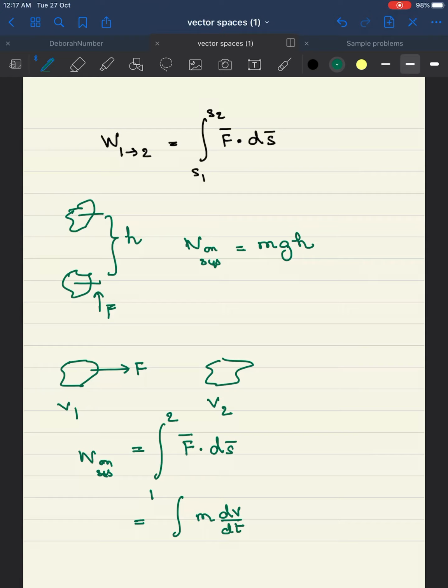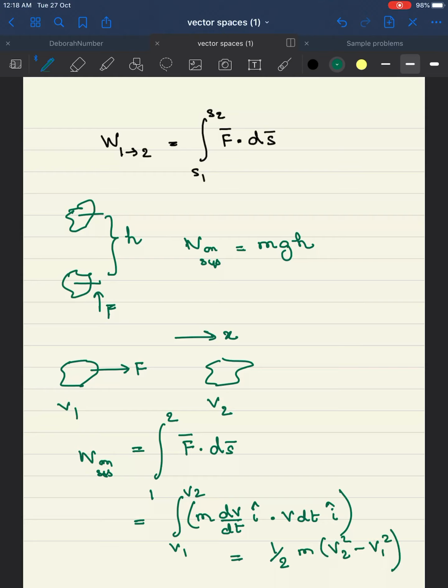And let's say this entire thing is happening in the x direction. So then I just say i hat, into, this is v dt, ds is v dt i hat, going from v1 to v2. So if you evaluate this, what you will find is this comes out to be half m (v2 squared minus v1 squared). This is just the change in kinetic energy of the body. That's sort of obvious. That's what it's supposed to be.